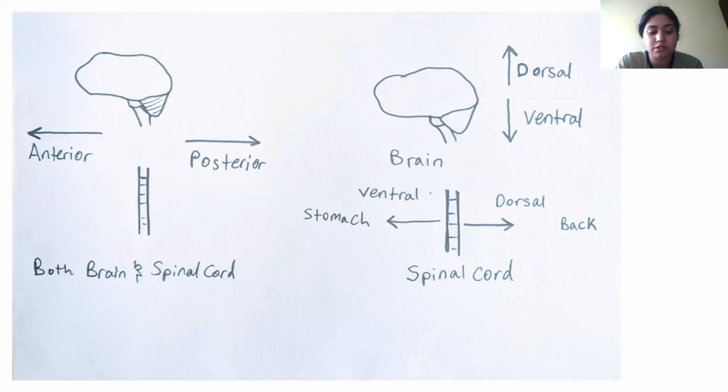Some direction terms that are helpful when talking about the nervous system are anterior, which means towards the front of the body or the brain, while posterior means towards the back of the body or brain. Dorsal and ventral change meaning depending on whether you're talking about the brain or the spinal cord. In the brain, dorsal means towards the top of the head, while ventral means towards the bottom of the head, while in the spinal cord, dorsal means towards the back, while ventral means towards the stomach.